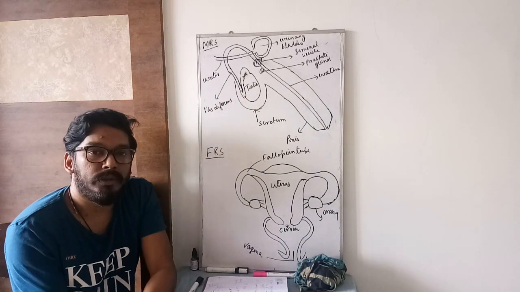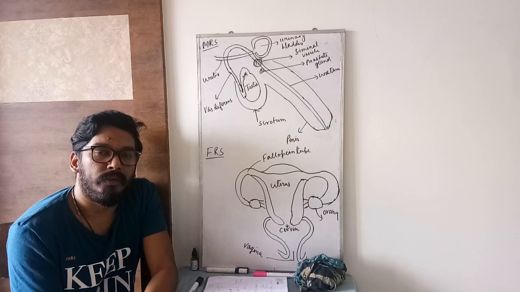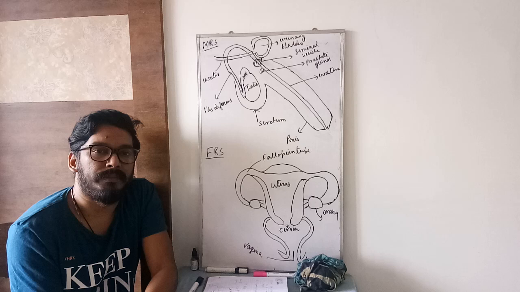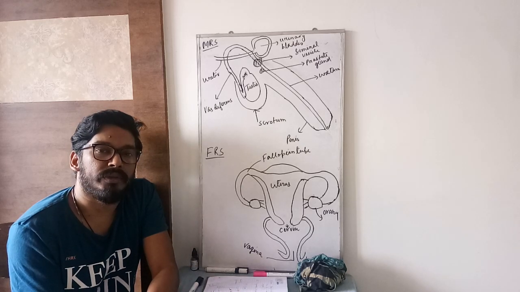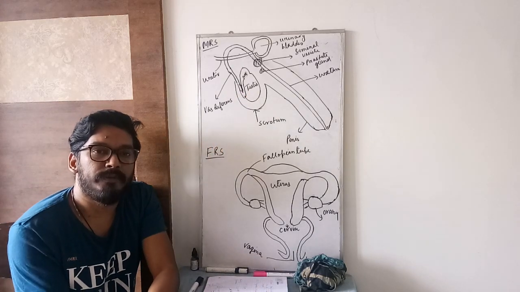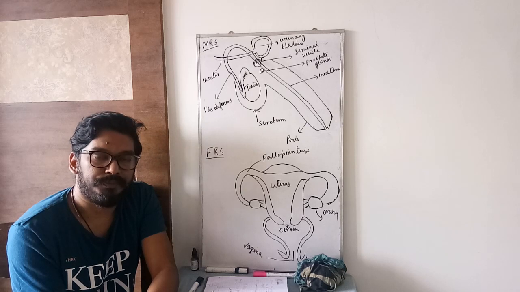This testis also produces a hormone called testosterone, which is responsible for all the changes in males during puberty. When I speak of puberty, puberty means the teenage. During teenage, whatever changes come in a male, that is due to the hormone testosterone. So I repeat again, testis is responsible for the formation of sperm. Inside sperm you will get the male gamete.